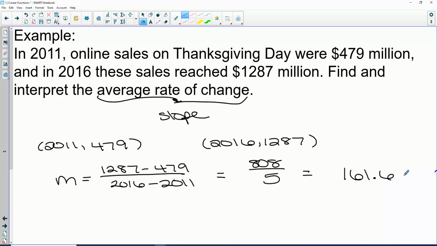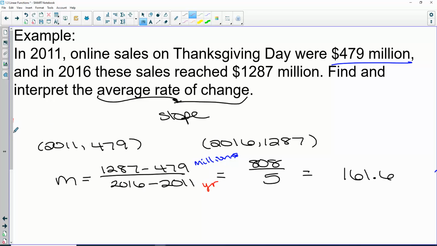161.6. The biggest thing with these average rate of change problems is I'm going to expect units on this. So for our units, we kind of have to look back to the original problem. If we think about our ordered pairs, 1,287 and 479, what did those numbers represent? Yeah, those were $1 million. Okay? 2016, 2011, what are those? Years.